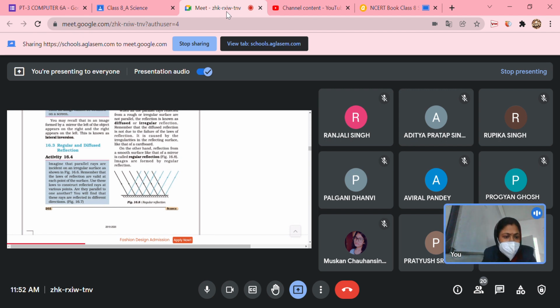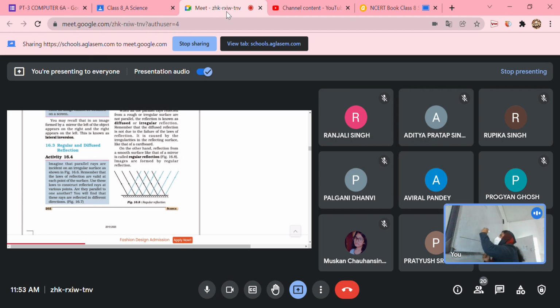So all of you, have you got the idea of diffused and regular reflection? What happens in regular reflection? Anyone? Just tell me, what is regular reflection? What have you understood? Ma'am, when rays are reflected from a plane or straight surface, then it is known as regular reflection. Why? What happens in regular reflection? Ma'am, because the normals are parallel to each other, if many rays are reflected on it.